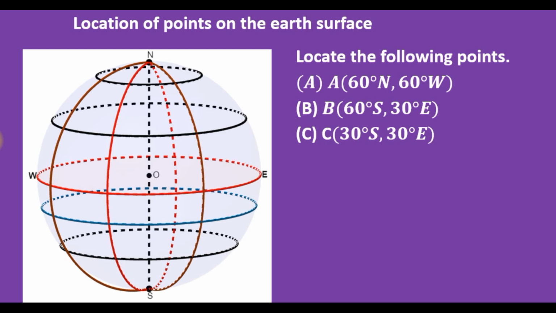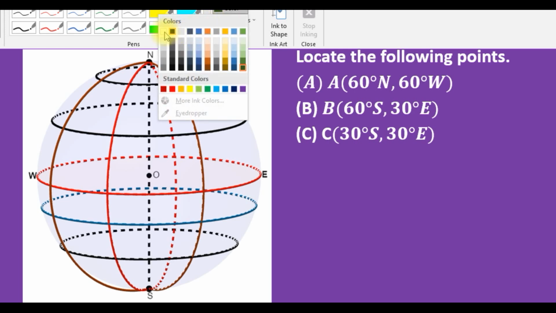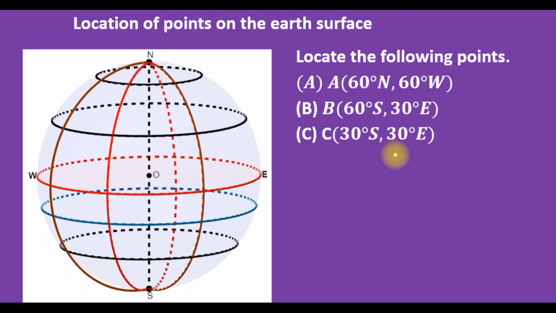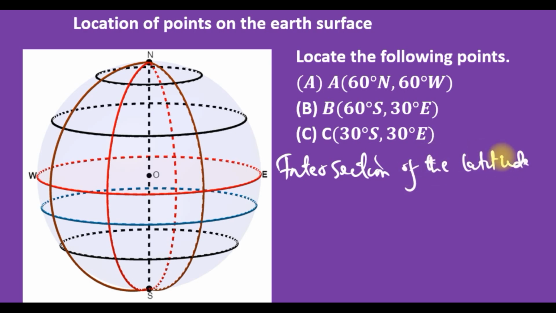So for us to locate any point on the Earth's surface, we need to know the latitude and the longitude. So the point of intersection of the latitude and longitude is the place we are looking for. So know that to locate a point, we need the intersection of the latitude and the longitude of that place.